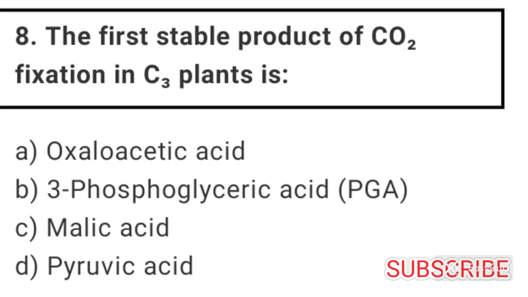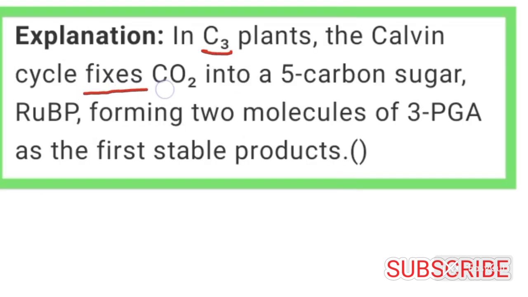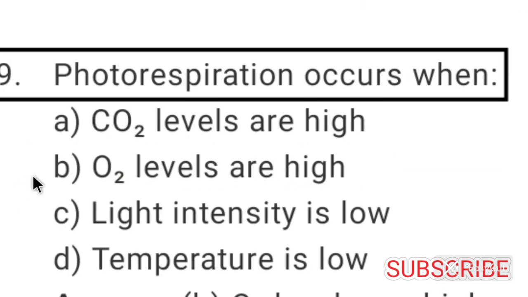Okay. Now come to question number 8. The first stable product of CO2 fixation in C3 plants is. Answer is option B. 3-phosphoglyceric acid, 3-PGA, is the first stable product of CO2 fixation in C3 plants. It is formed when CO2 combines with RuBP in the Calvin cycle catalyzed by the enzyme Rubisco. In C3 plants, Calvin cycle fixes CO2 into a 5-carbon sugar RuBP, forming 2 molecules of 3-PGA as the first stable products.